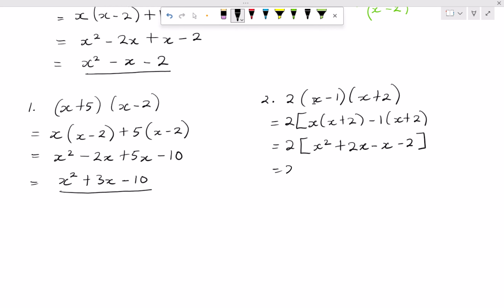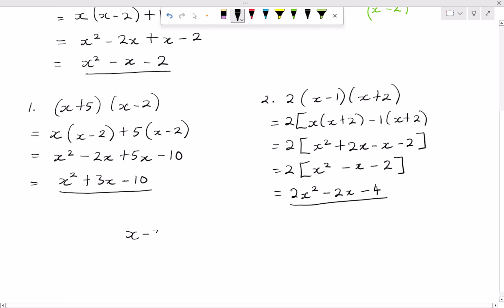Okay, our 2 is on the outside, so we group like terms. We have x squared, 2x minus x, that's plus x, and minus 2. Now we can use our 2. So again, the outside number multiplies with everything inside the bracket. So we have 2x squared plus 2x minus 4. So we just multiplied everything in the bracket by 2.